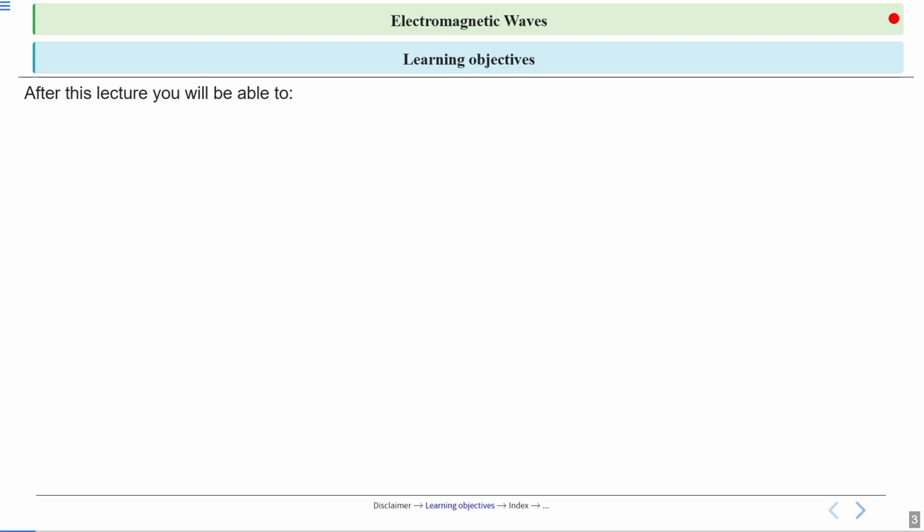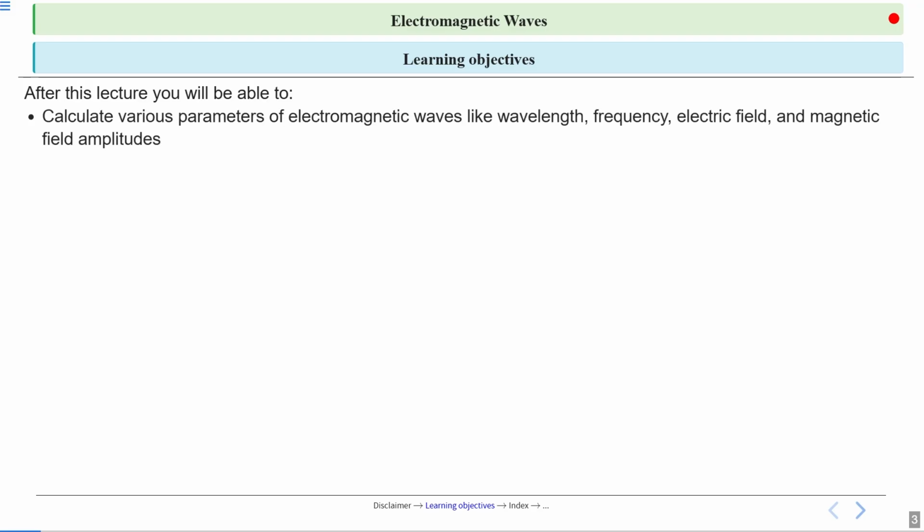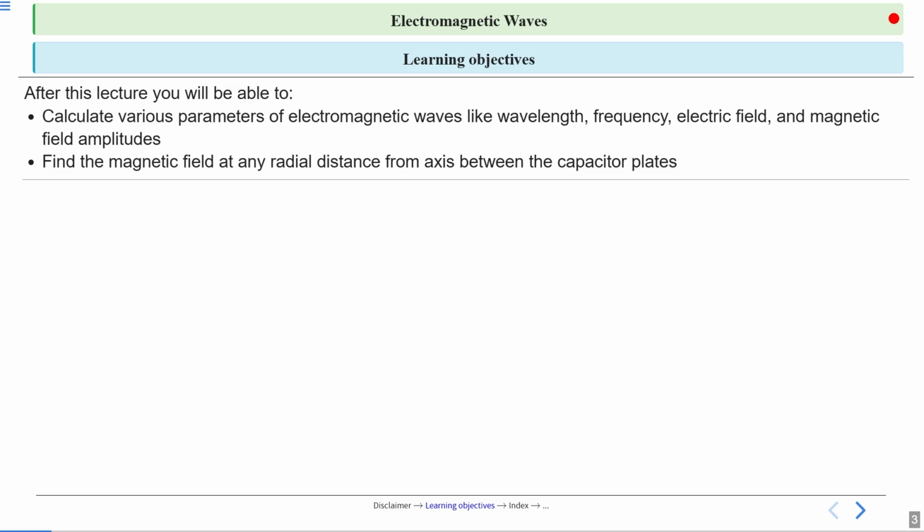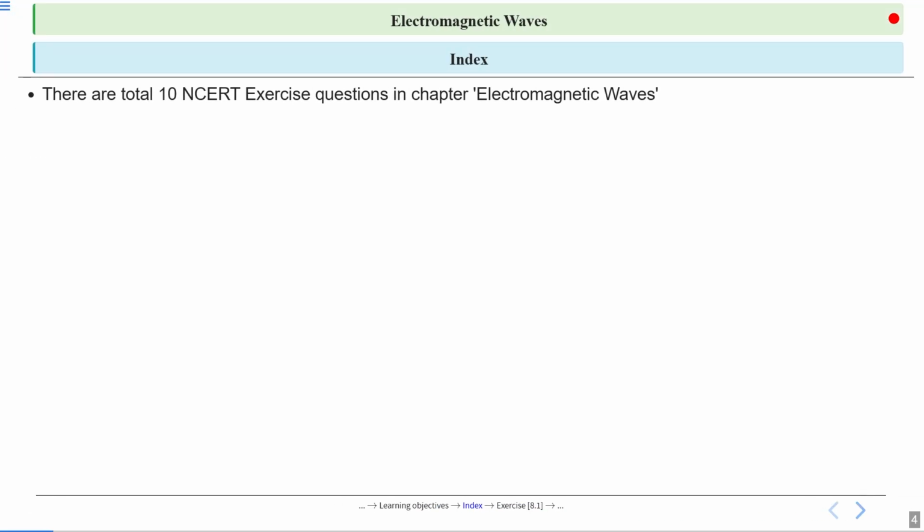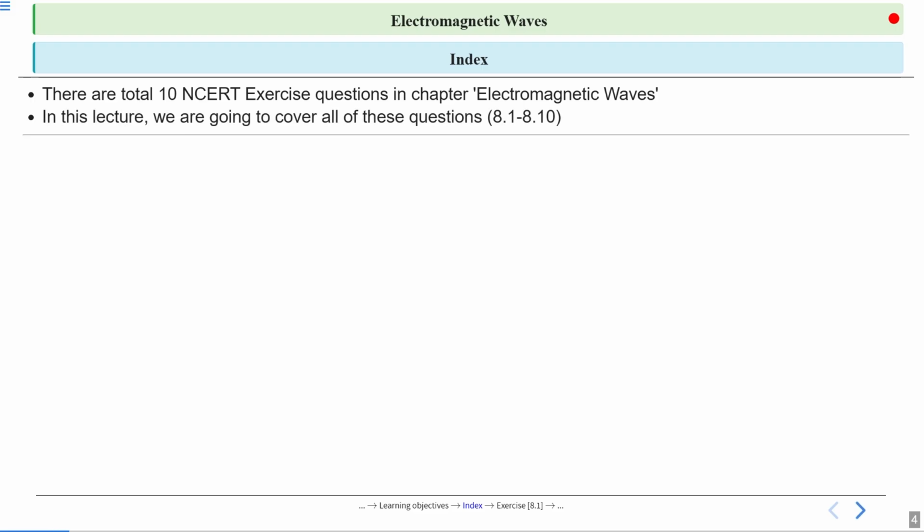After this lecture you will be able to calculate various parameters of electromagnetic waves like wavelength, frequency, electric field and magnetic field amplitudes, and find the magnetic field at any radial distance from the axis between the capacitor plates. There are a total of 10 NCERT exercise questions in the chapter Electromagnetic Waves. In this lecture, we are going to cover all of these questions, 8.1 to 8.10.